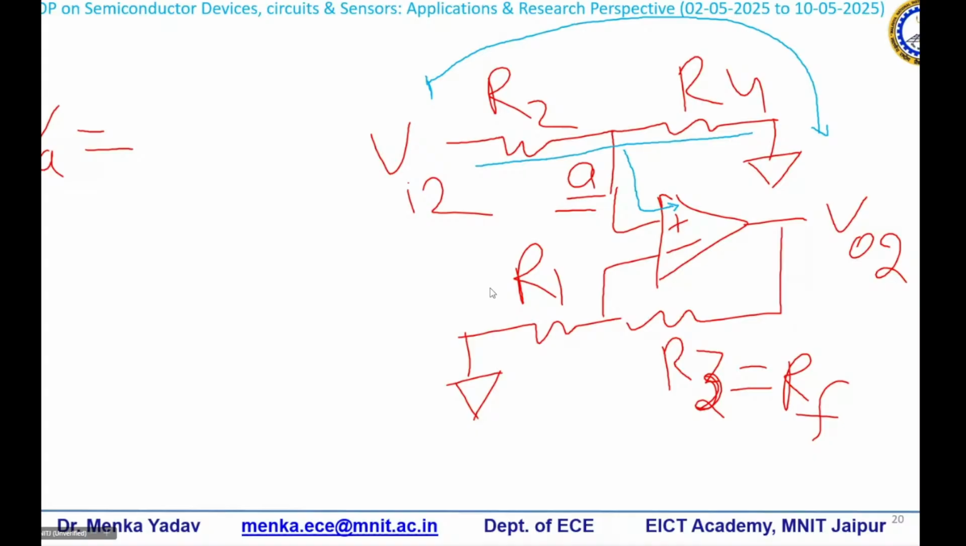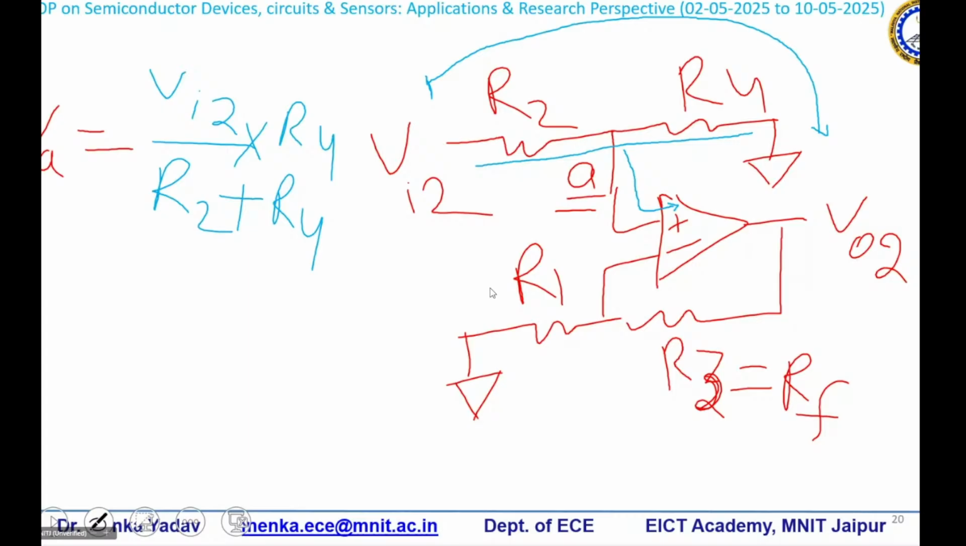This means Vi2 is supplying the current through R2 plus R4, and then a multiple of R4 is going to appear at VA. So this is simply the voltage division rule. It means the voltage appearing across R4 can be given by the total voltage divided by the sum of resistances, into the resistance. That is the voltage division. So this rule says that VA, we are getting this much.